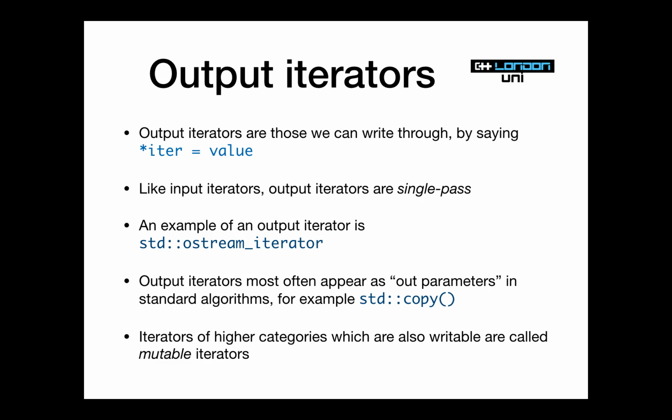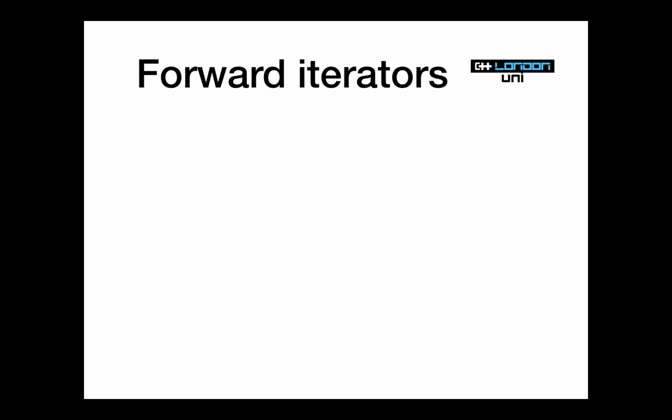Iterators of higher categories, through which we can write, so not read-only iterators, not const iterators, we call those mutable iterators. Mutable iterators of higher categories we can use as output iterators. So that was input and output.